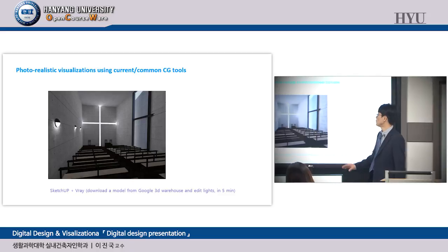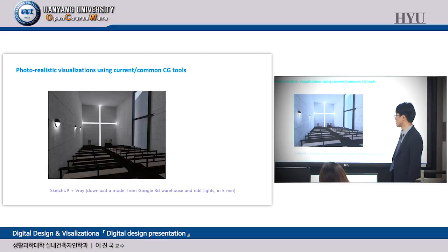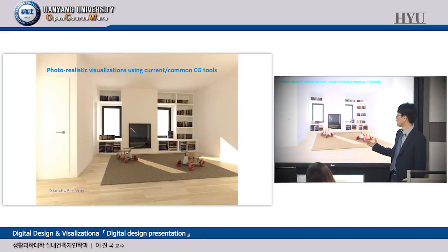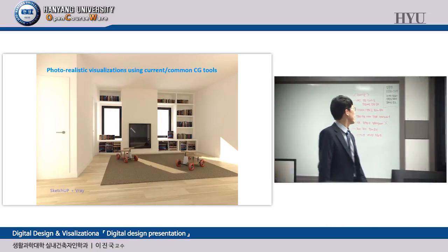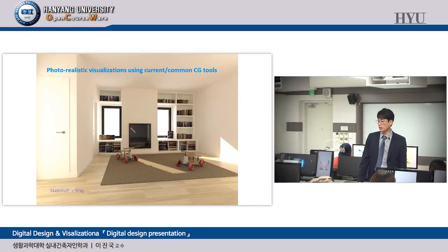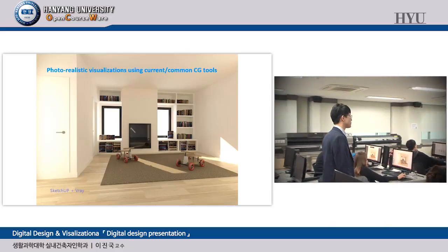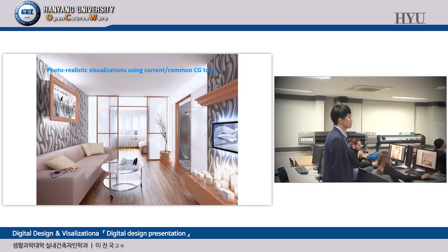Visualization: you can download this geometry, put some lights, and just render to make this kind of photorealistic visualization. SketchUp plus V-Ray. How about this one? Download geometry and something visualized in this way, okay? Photorealistic visualizations and some technical representation methods in this way. How about this one? Some professional made this kind of visualization, very realistic.